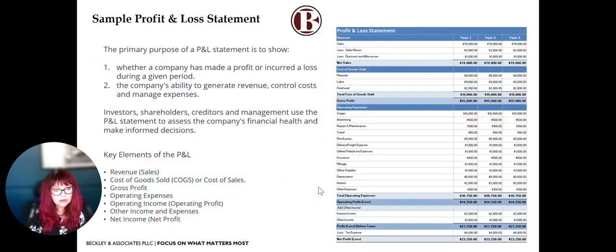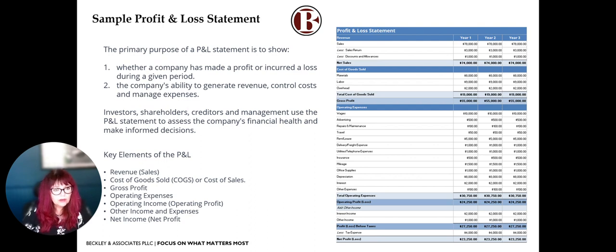So, getting right to it, the primary purpose. Here's a sample profit and loss statement. The primary purpose of a P&L, also known as an income statement or profit and loss statement, is to show whether a company has made a profit or has incurred a loss during a specific period, usually monthly or quarterly. You can do an annual P&L separated by month or quarter, but the most common is a monthly P&L.